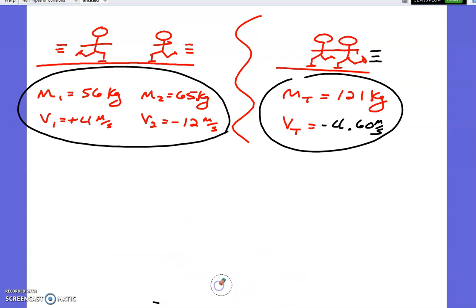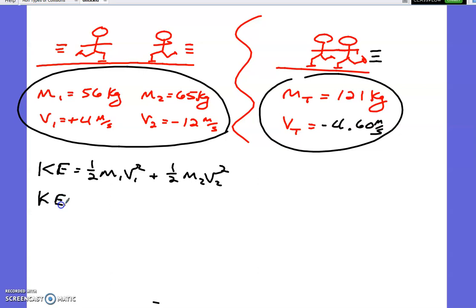Now there's two objects in the beginning. Our kinetic energy formula is 1/2 mv squared. But again, there's two objects, so we're going to have two of those. To solve for that kinetic energy to start, I'll label this as my initial kinetic energy. I have 1/2 times 56 times 4 squared.